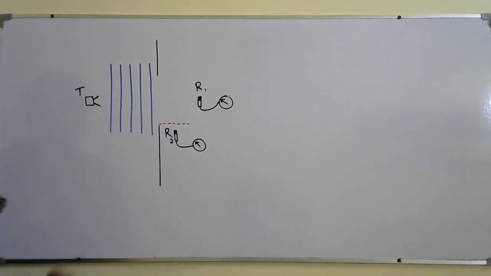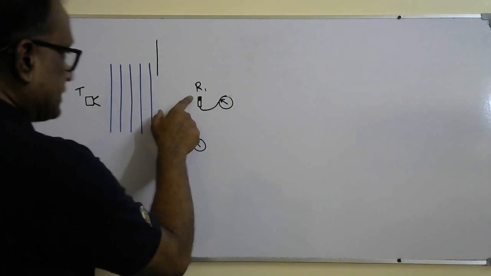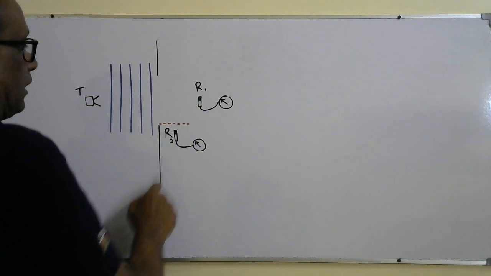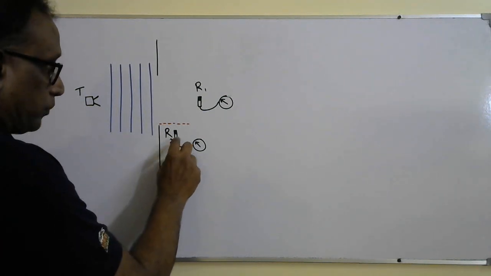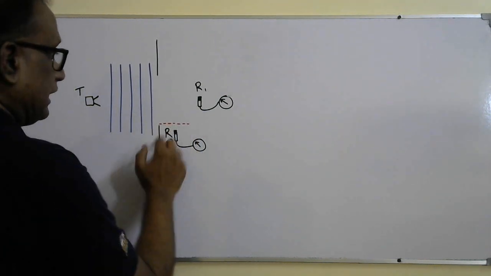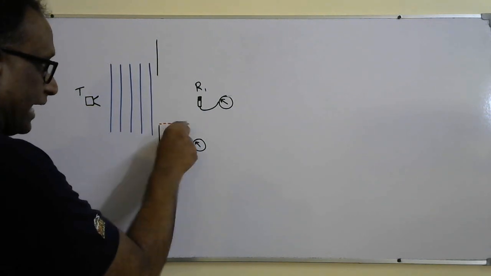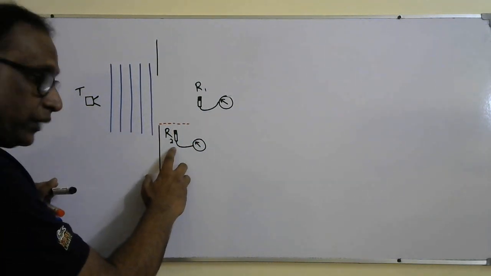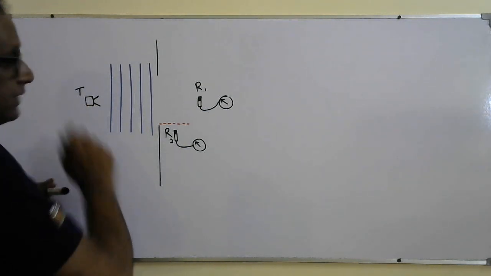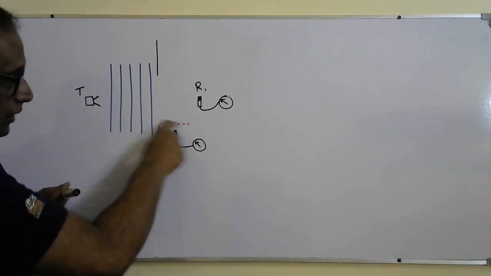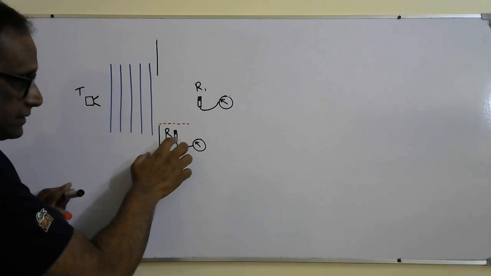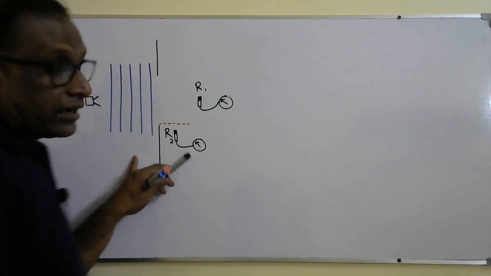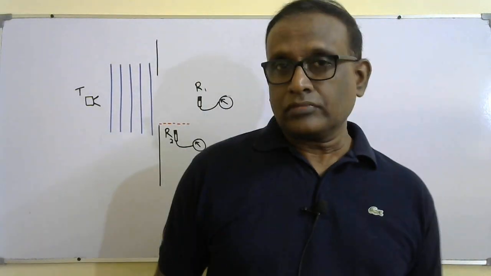Okay, so here the receiver R1 is kept straight in front of the transmitter. The probe receiver R2 is kept slightly below the edge of the plate. That means it can't receive any wave coming directly from the transmitter. So it's kept below, and that's why I put a red dotted line. That means the receiver R2 is kept below the edge of the metal plate, right?